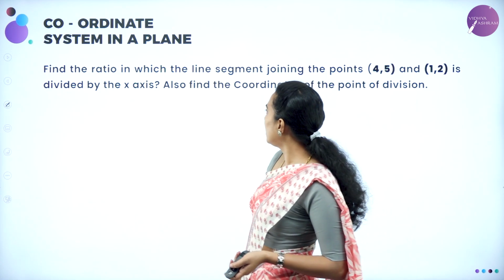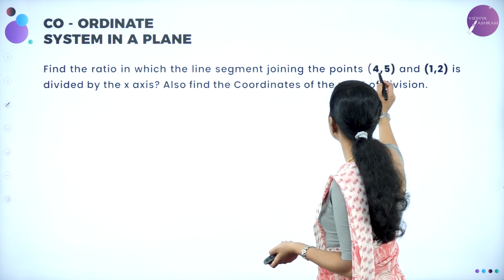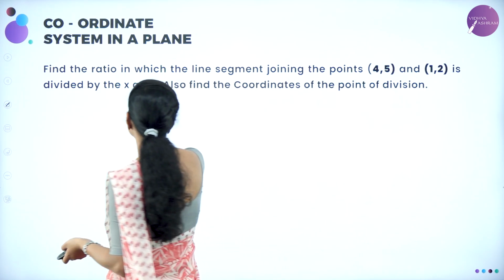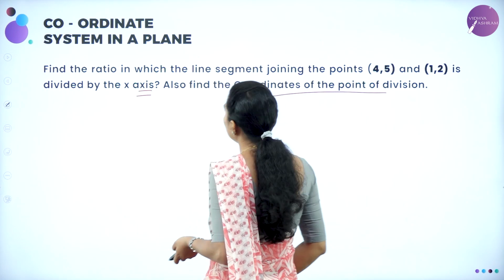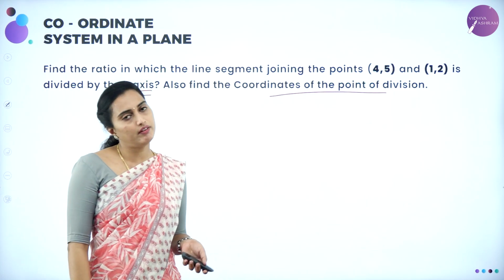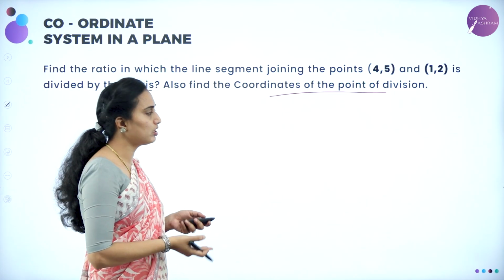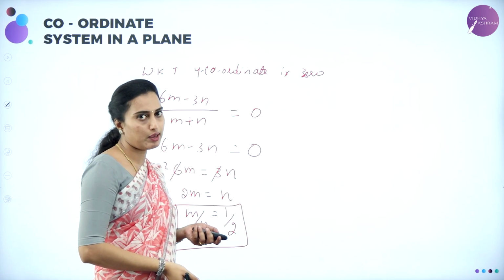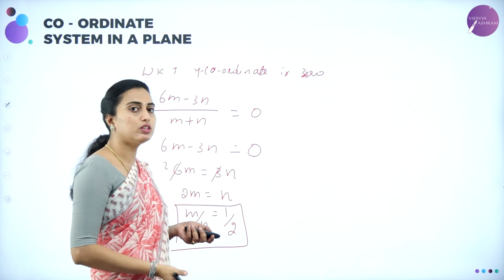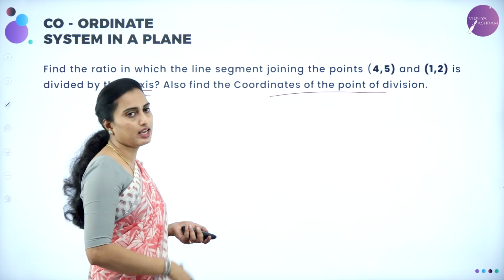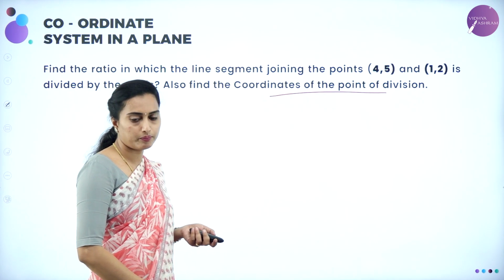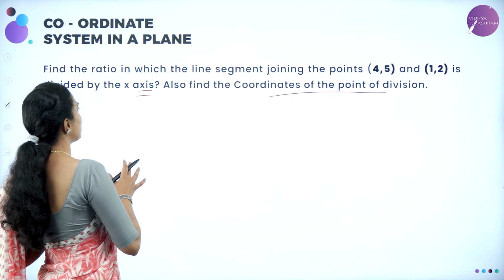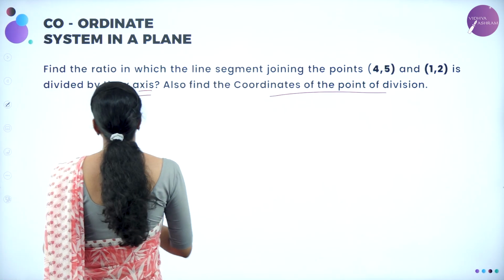Find the ratio in which the line segment joining the points 4, 5 and 1, 2 is divided by the x-axis. Also find the coordinates of the point of division. What they have asked here is the same procedure as the last one. You need to find m is to n, then substitute that m is to n to find the point of division on the x-axis. Understood? So here, let me find the ratio in which the line segment joining the point 4.